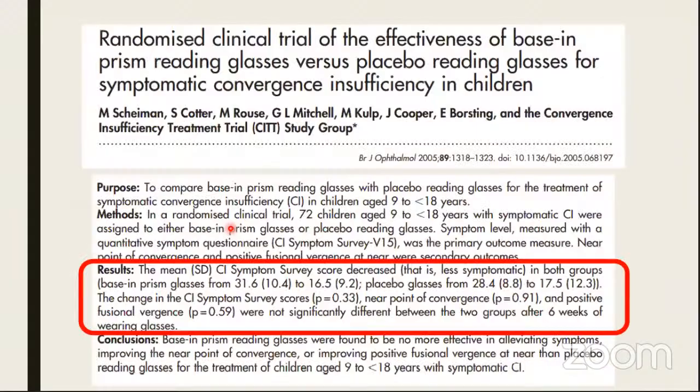The main issue is prism adaptation. The child will adapt to the base-in prism we put, and in the long run, we have to increase the amount of prism. Then the child starts adapting to that as well. The prism adaptation goes on, and that cycle continues. So basically, rather than base-in prism, vision therapy is the mainstay of treatment for CI.